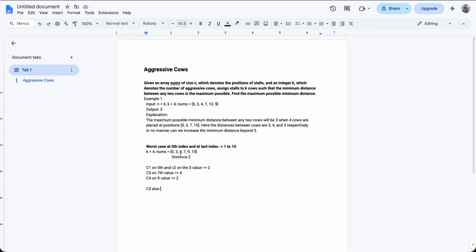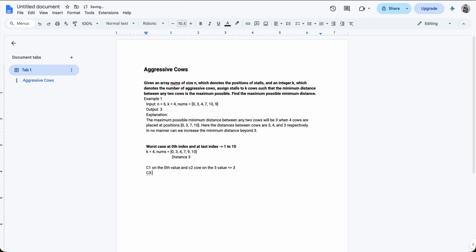I will assure you that if you try with 3 distance, it is possible, not an issue. I'll just give you a quick walk around the 3 distance, not a problem. Here the distance is 3. If I place a c1 cow on the zeroth value and c2 cow on the third value, then the overall distance over here is 3, which is okay for me.